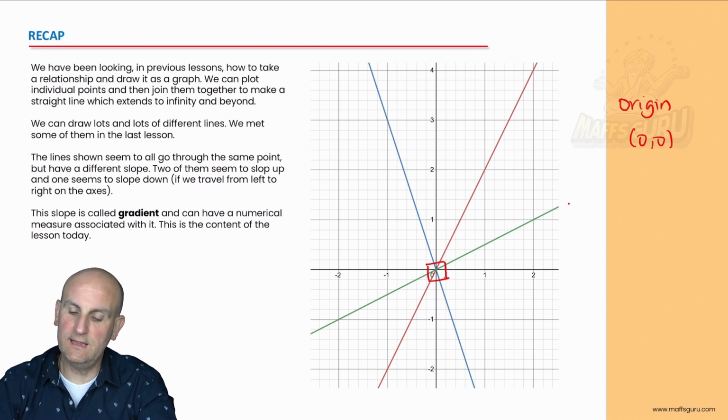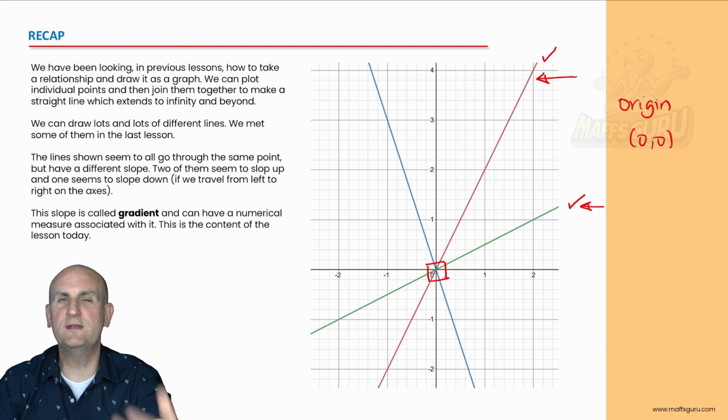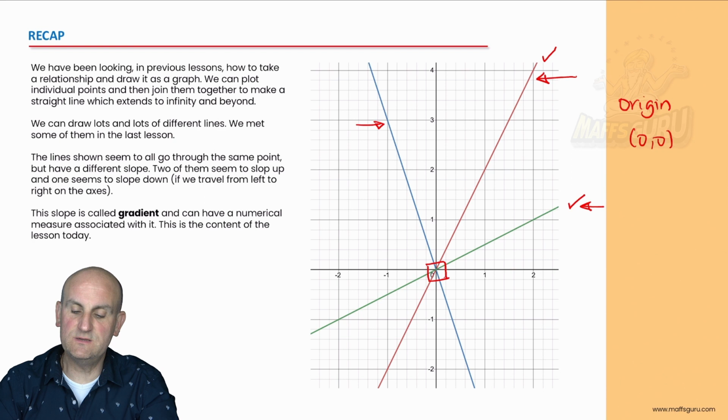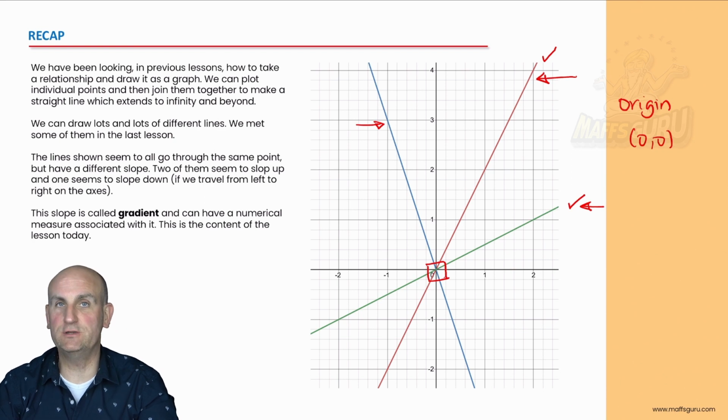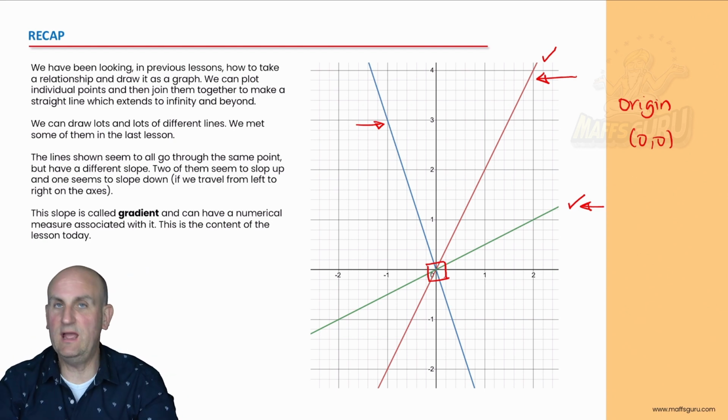Well, this line here seems to be sloping up. And this line here seems to be sloping up as well. But this one here has a very, very big slope. It seems to be much steeper than this line here. So do we have a way of quantifying that, making it into a number? This line here seems to be sloping in a different direction. So is there a way of telling the difference between the way a line slopes up and the way a line slopes down? Well, you would hope so.